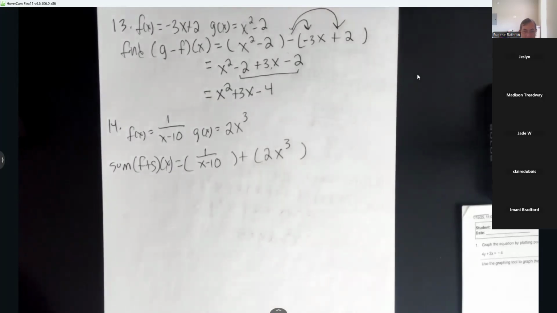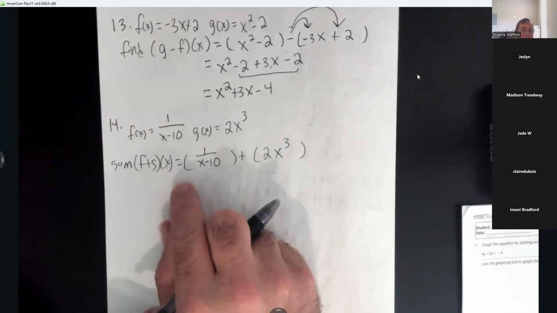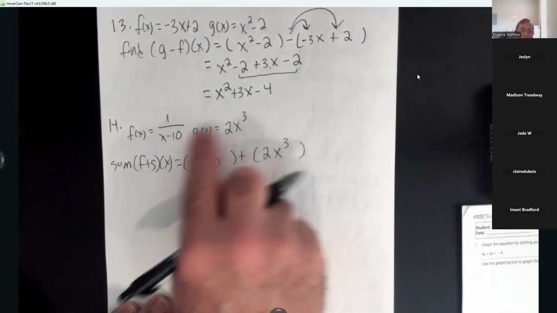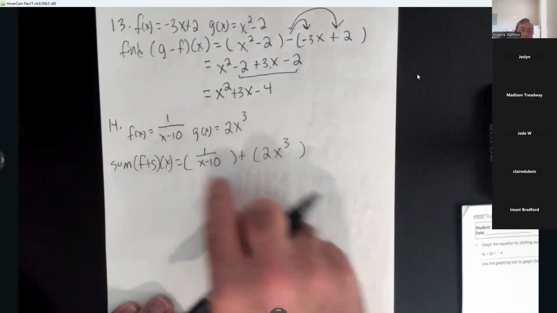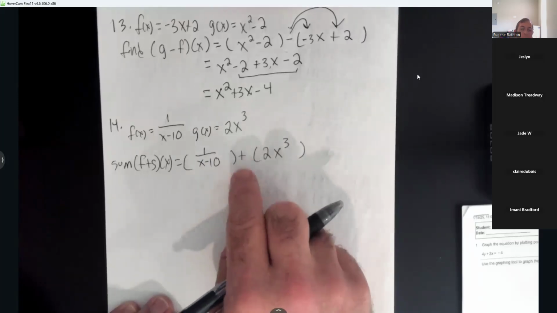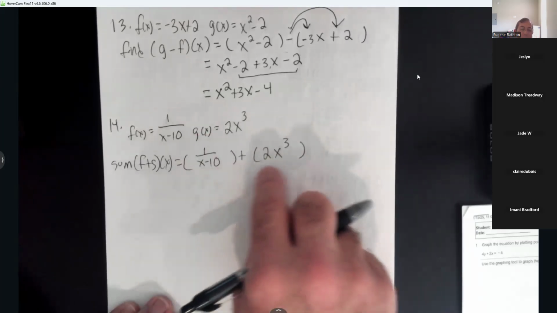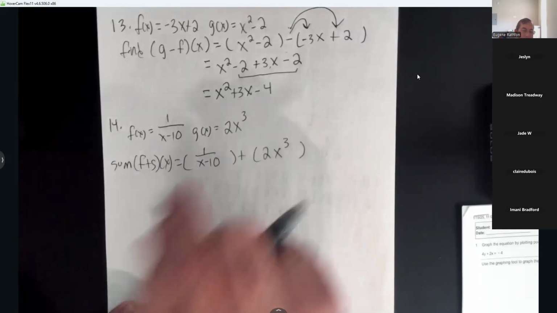Okay, so let me refresh y'all on this. Remember, I'm doing a domain. So since I'm doing a domain of these two functions here, when they're adding, my question was, are there any numbers that I would have to exclude from the domain if I was going to add these?